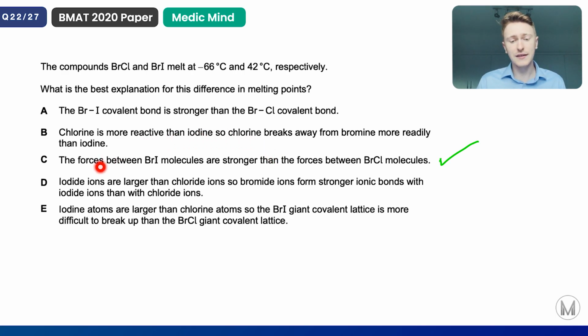As for differences in the sizes of these ions, for example, well, we're not really talking about ions, we're talking about covalent compounds, so the ions is really irrelevant. If we then talk about the atoms themselves, arguably they don't form these giant covalent lattices, or at least we're not really interested in the sizes of these atoms. It's more about the intermolecular forces per se. So the answer option here that is correct is C.